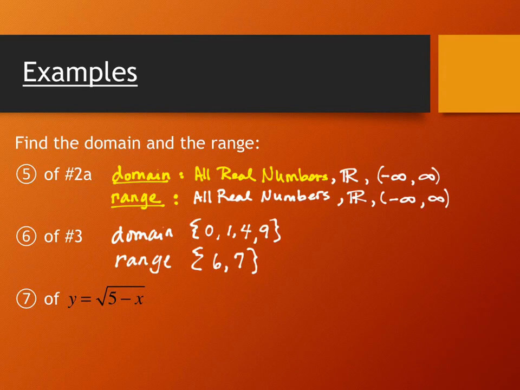Okay, so from a list of points perspective, we're just listing the X's and we're listing the Y's. And then number 7 actually is an equation, right? We haven't done an equation yet today. We've seen some graphs of them, but we haven't actually done one with an algebra equation. So taking a look at this, I do have a radical, right?